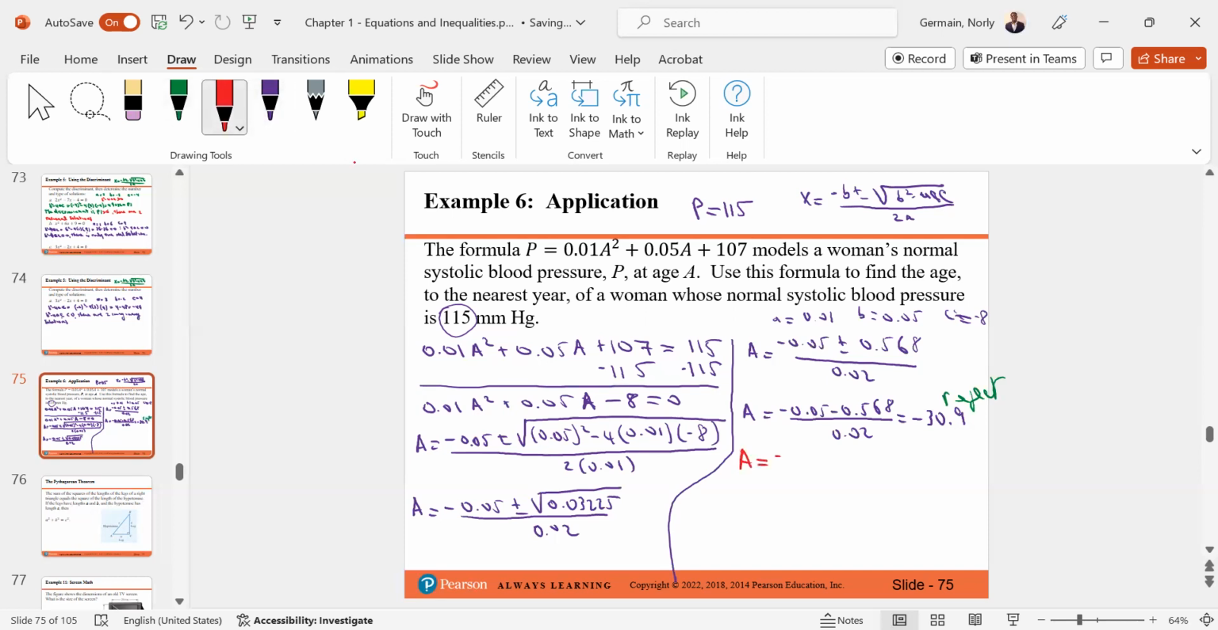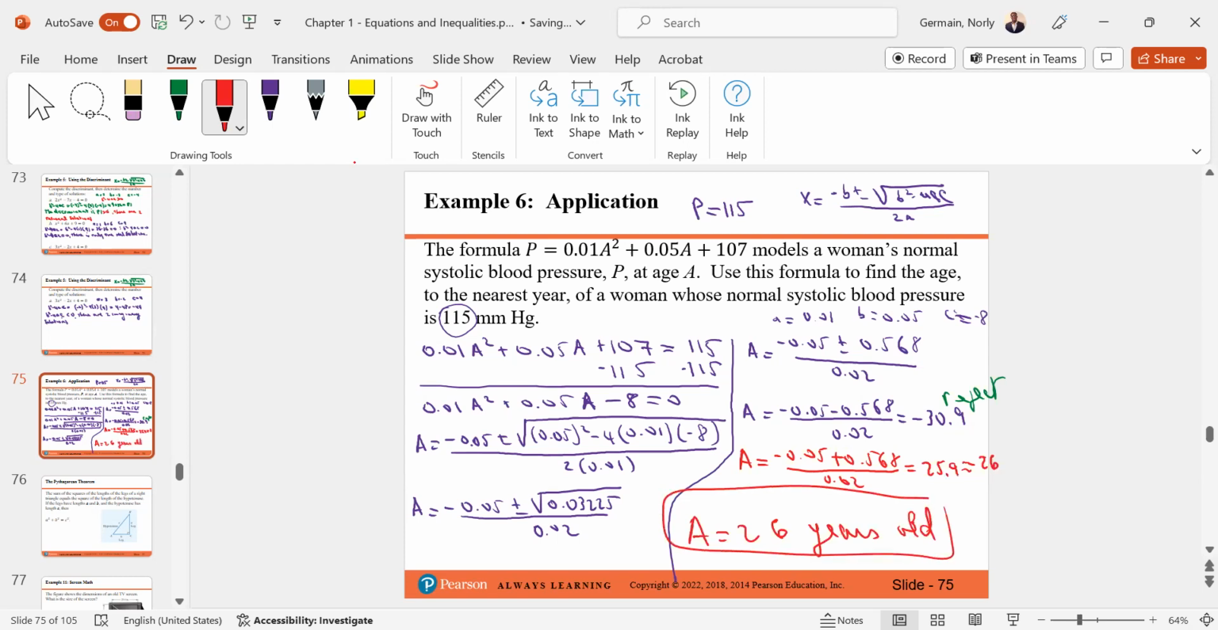A is negative 0.05 plus 0.568 over 0.02. It gives us 25.9, which you can make 26, right? Now, the positive solution, A equals 26, indicates that 26 is the approximate age of a woman whose normal systolic blood pressure is 115, all right? So approximately the age must be 26 years old.